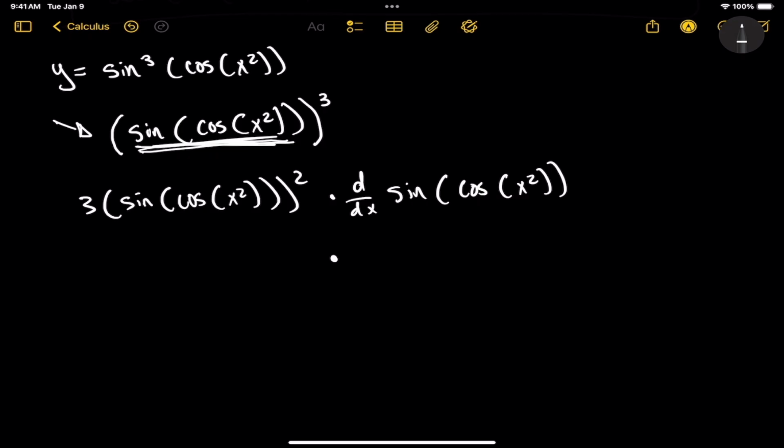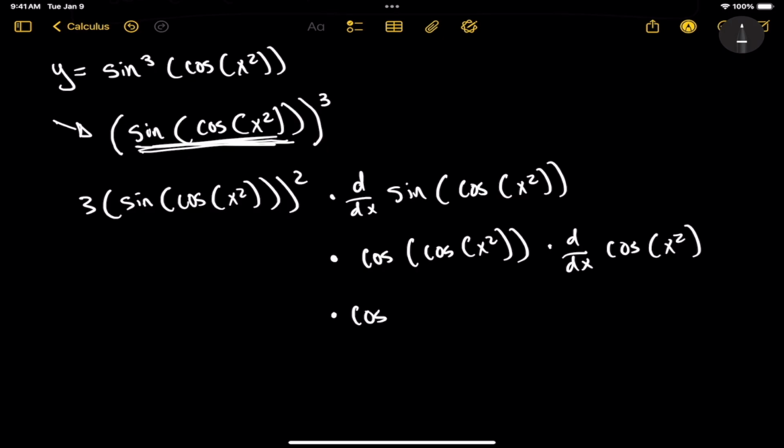So the outer function, again, we're using chain rule. The outer function here is sine. So the derivative of that is cosine. And then we rewrite what was inside of that parentheses. And then take the derivative of cosine x squared. Okay, and again, chain rule. Again, a lot of chain rule in this one. We'll rewrite this cosine, and then cosine again, x squared, close parentheses.